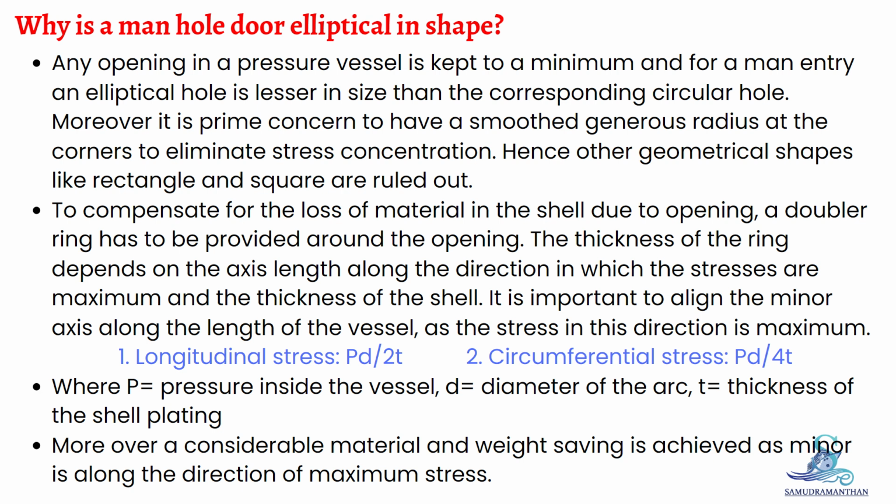is maximum. Longitudinal stress equals P multiplied by D and divided by 2 times T. Circumferential stress equals P multiplied by D divided by 4 times T. Where P is the pressure inside the vessel, D is the diameter of the arc, and T is the thickness of the shell plating.